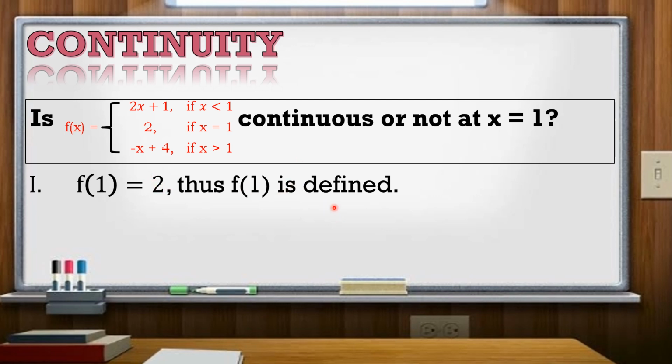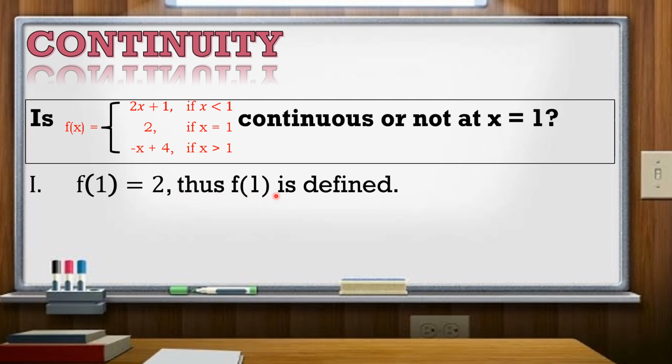So for the f of 1, this is what we will use to find f of c, either defined or not, if x is equal to 1. So the function is f of x is equal to 2, constant, and that is the f of 1. So f of 1 is equal to 2, thus f of 1 is defined. So defined, we proceed to step number 2.